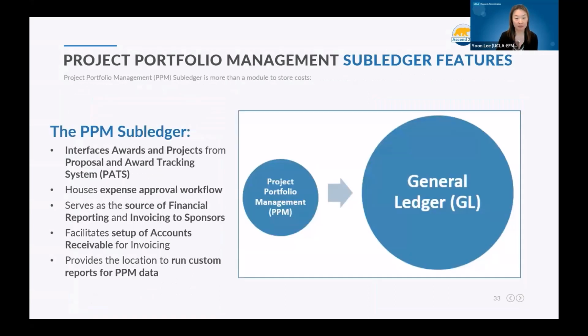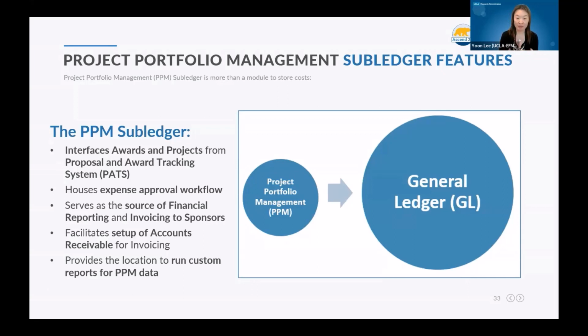Next slide, please. And the PPM subledger does more than just storing detailed contract and grant expenses. It brings the sponsor and award demographic information from the proposal and award tracking system, which we call PATS for those who are familiar with. And the PPM will also include the expenses approval workflow in the subledger. PPM will also be the source of reporting and invoicing, obviously because all the detailed contract and grant expenses are going to be in the PPM.